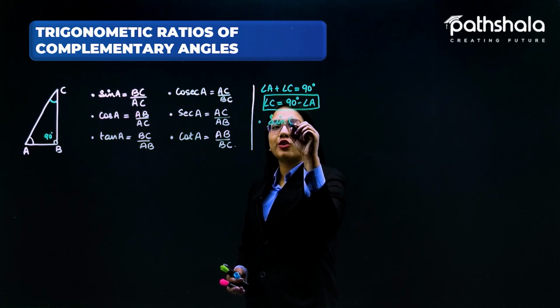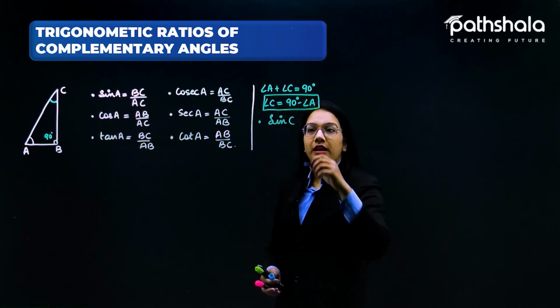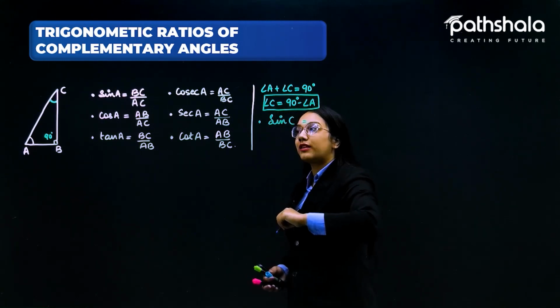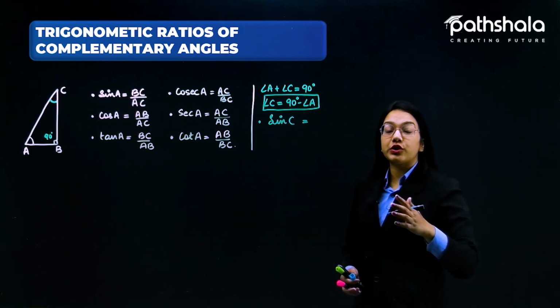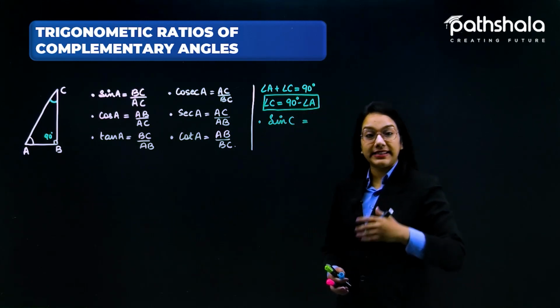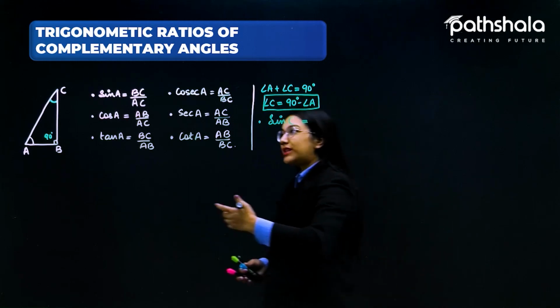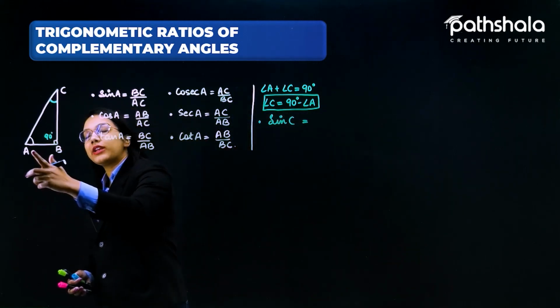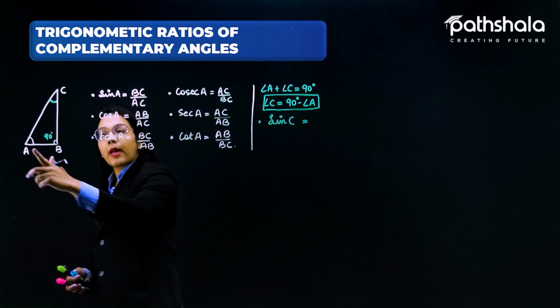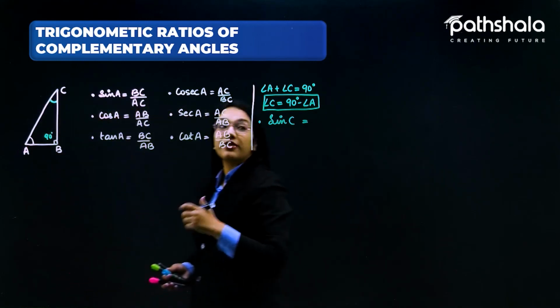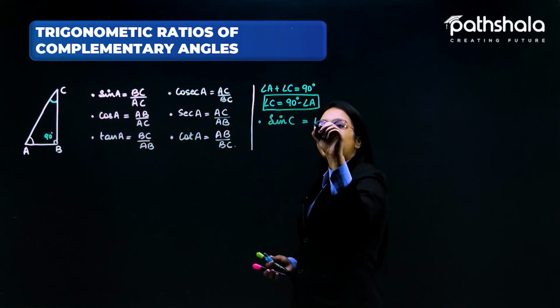So we know that if we are talking about sine of C, then sine of C is equal to the side which is opposite to the angle C divided by the hypotenuse. The side which is opposite to the angle C is AB, and the hypotenuse is AC. So we can write sine of C as AB divided by AC.